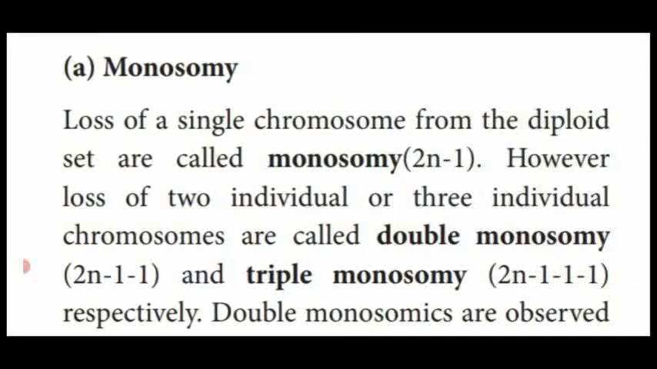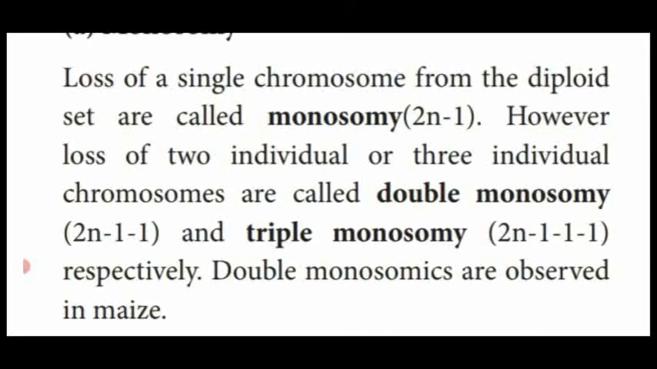Likewise, if two or three individual chromosomes are lost from the diploid set, it is known as 2n minus 1 minus 1. That is double monosomy. Triple monosomy means 2n minus 1 minus 1 minus 1. So these are the different types of monosomy: double monosomy and triple monosomy. Double monosomy conditions are observed in the maize plant.